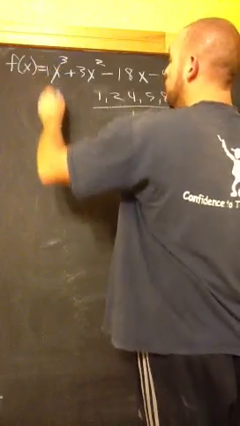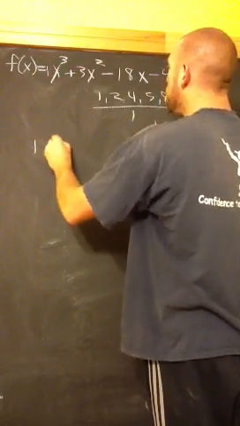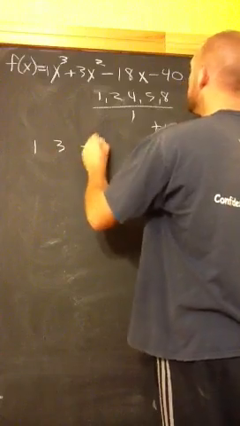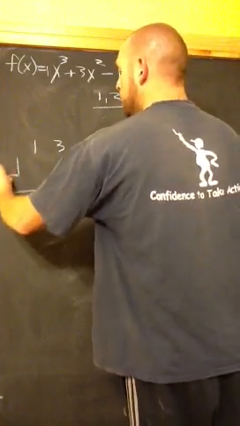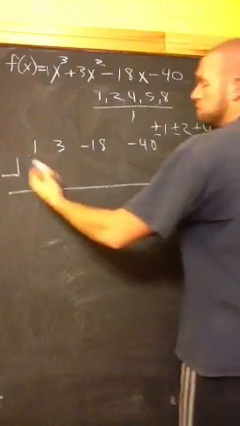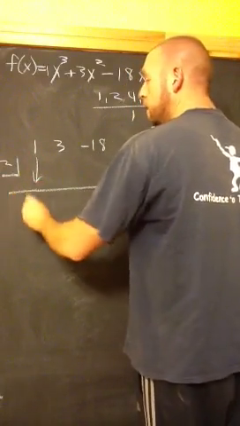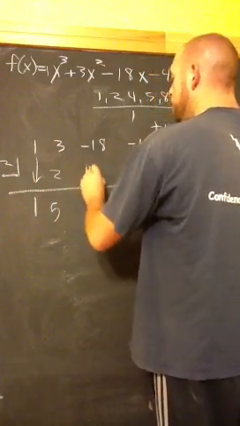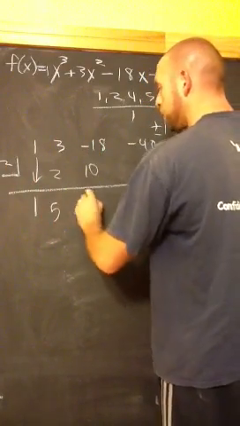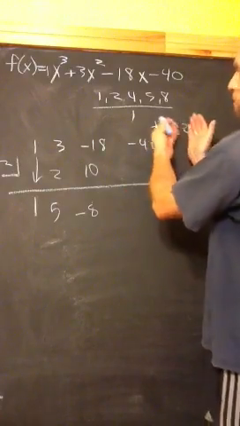So let's say we have a 1, and we use synthetic division. We have a 1, a 3, a negative 18, a negative 4. If I want to break into it, let's just try a 2 and see what happens. If we try a 2, I get a 1, a 2, a 5, a 10, a negative 8, and a negative 16. Didn't work, right? So instead of a 2, we'll try a negative 2.